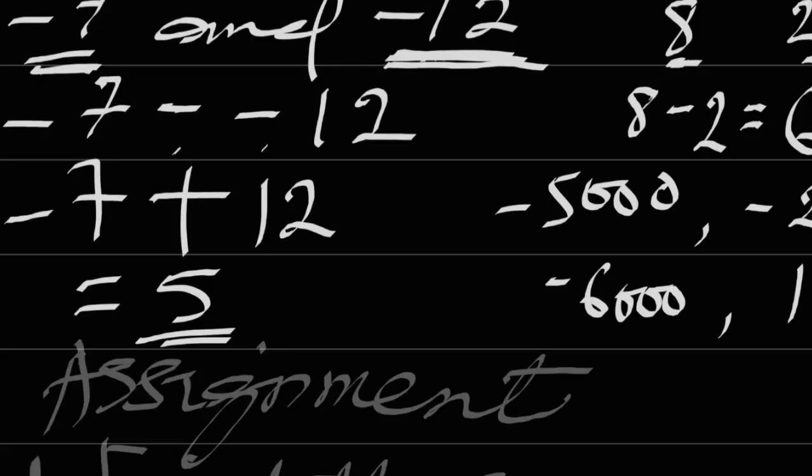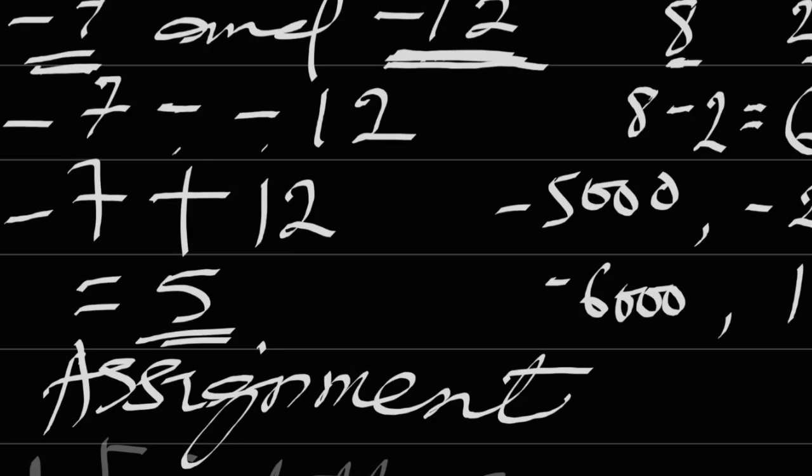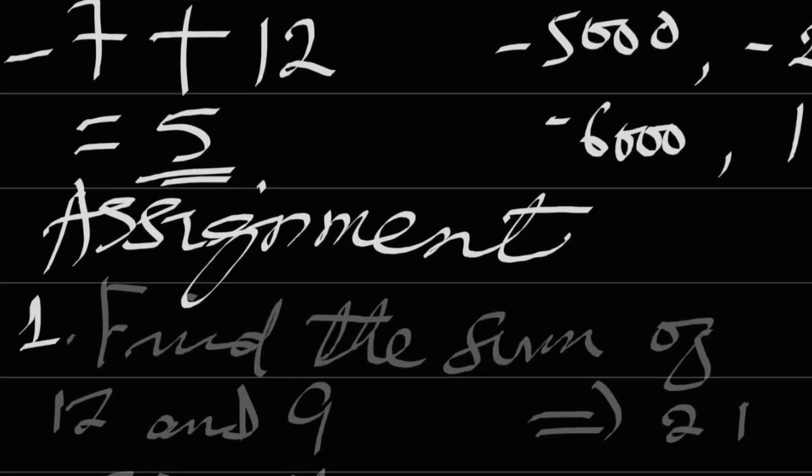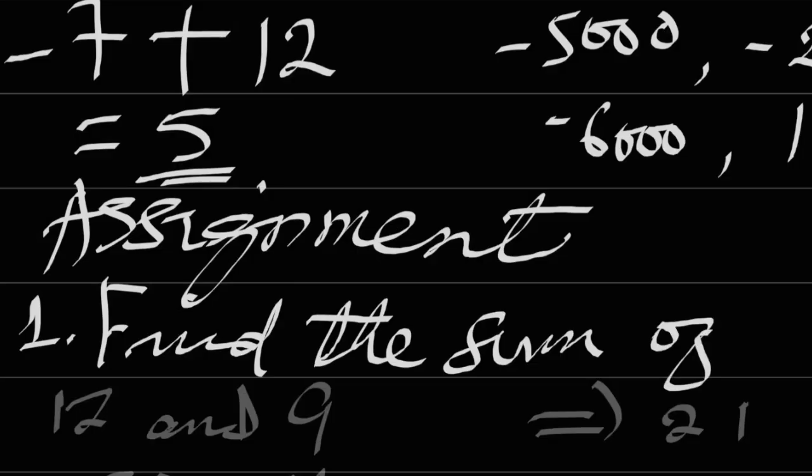So at this point, I'm going to leave you with work. I'll give you just 4 questions as assignments. Do your best to do these assignments. It will help you. Question number 1. Find the sum of 12 and 9. If you do this work well, which I expect everybody to do, your answer will be 21.